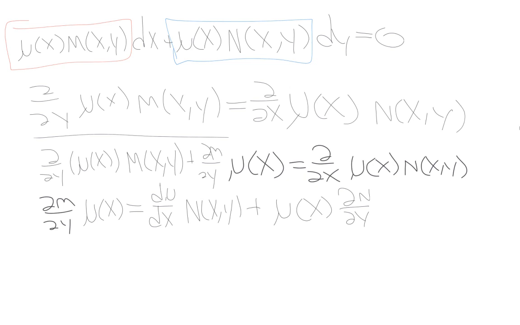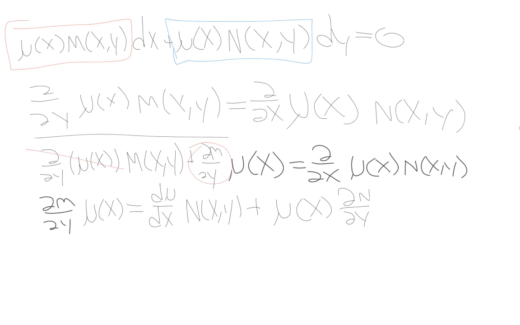First of all, on my left hand side I have the partial with respect to y of mu of x times M of x y, and that would be the partial with respect to y of mu of x times M of x y plus the partial with respect to y of M of x y times mu of x. And I simplified that. I'm going to circle that right here in red. I said partial M with respect to y. Now the partial with respect to y of mu of x is 0, so this goes away instantly.